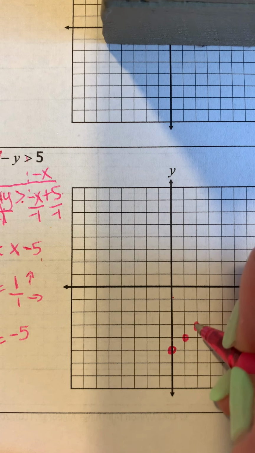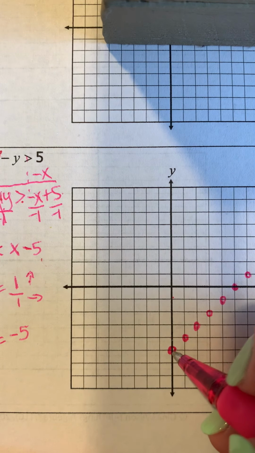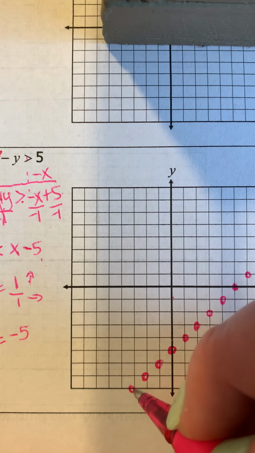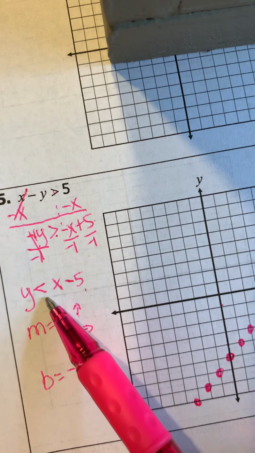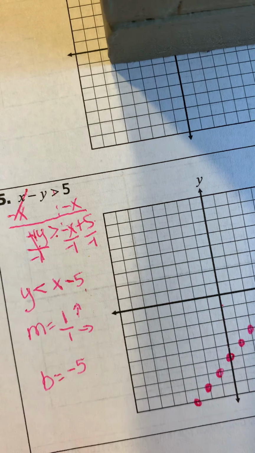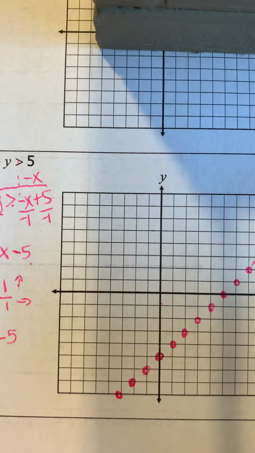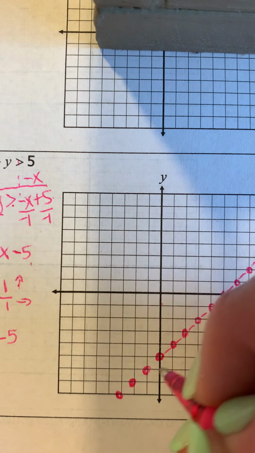Up 1, right 1. Continue this process until we run out of room. Okay, to go the opposite way, down 1, left 1, down 1, left 1, down 1, left 1. Now, figure out if it's a solid or dotted line. This just says that it's less than. It doesn't say that it's equal to the line. So this is just going to be a dotted line, like so.